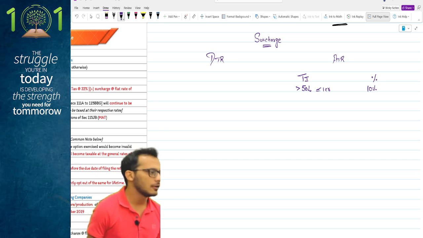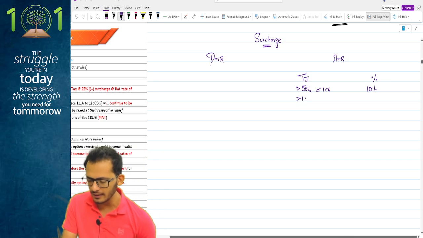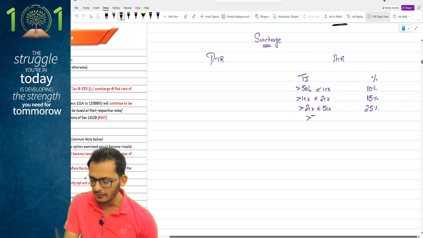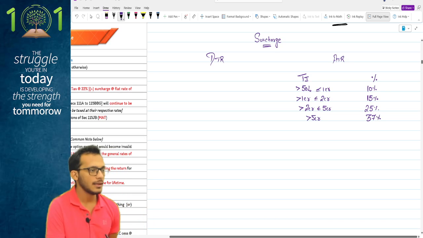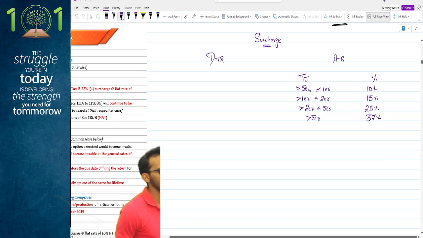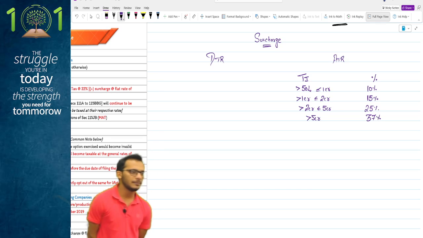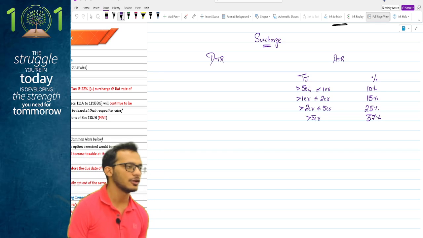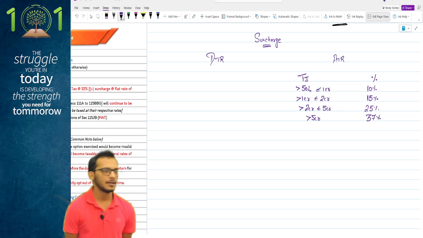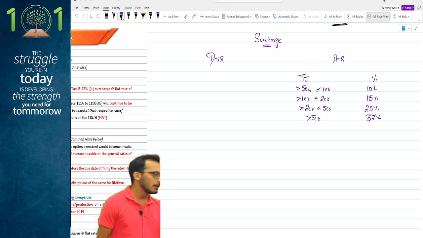Yes or no? Rahul, if your income is more than 1 crore but less than or equal to 2 crores, income tax comes and says your percentage is 15%. If your income is more than 2 crores but less than or equal to 5 crores, income tax says it is 25%. And if it is more than 5 crores, then income tax says it is 37%. These are your surcharges. Please note that all the percentages given are percentages of basic tax. Clear enough to go? Yes.